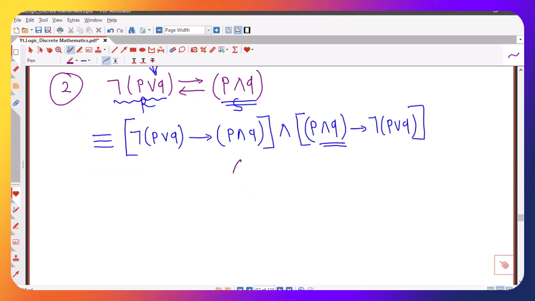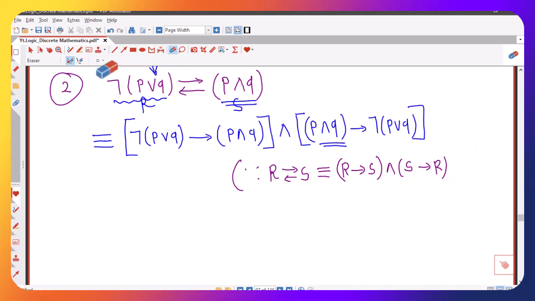Here I can write that using this, R if and only if S is logically equivalent to R implies S and S implies R. So using this we are able to write in this form. So the given formula is written in this form. But we can observe that we still have implications or conditional statements. So conditional operators are not allowed.